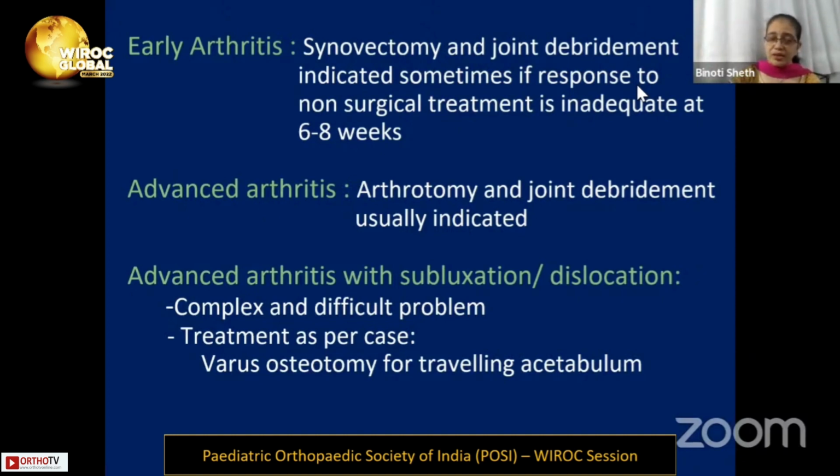And advanced arthritis with subluxation or dislocation presents really complex and difficult problems. There is no simple solution, and you have to judge and make the decision as per the case. For example, if there is a traveling acetabulum, you may do a varus osteotomy to contain the hip. In case of a dislocating hip, you may do a reduction procedure and so on and so forth. But you have a very poor prognosis if you present and diagnose the case at this stage.